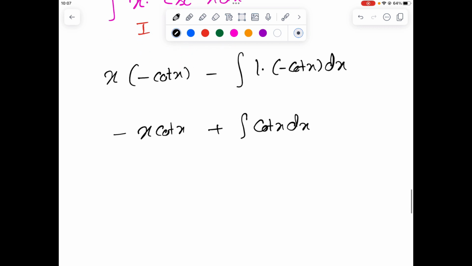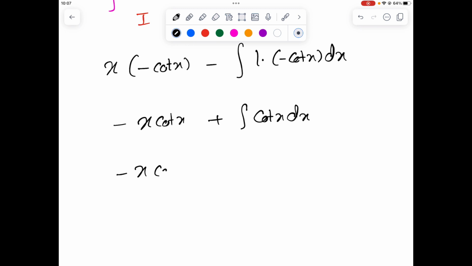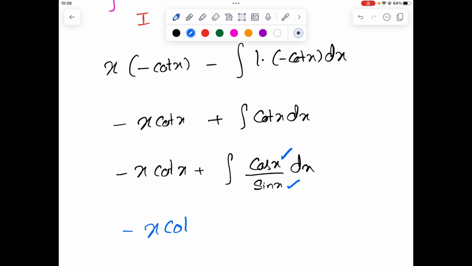We should know the formula for cot x. If we don't know the formula for cot x, what are we going to do? It can be written as cosine x upon sine x. We can see again, the derivative of the denominator is present in the numerator. Sine x derivative is cosine x. So therefore, ln of the denominator plus c.